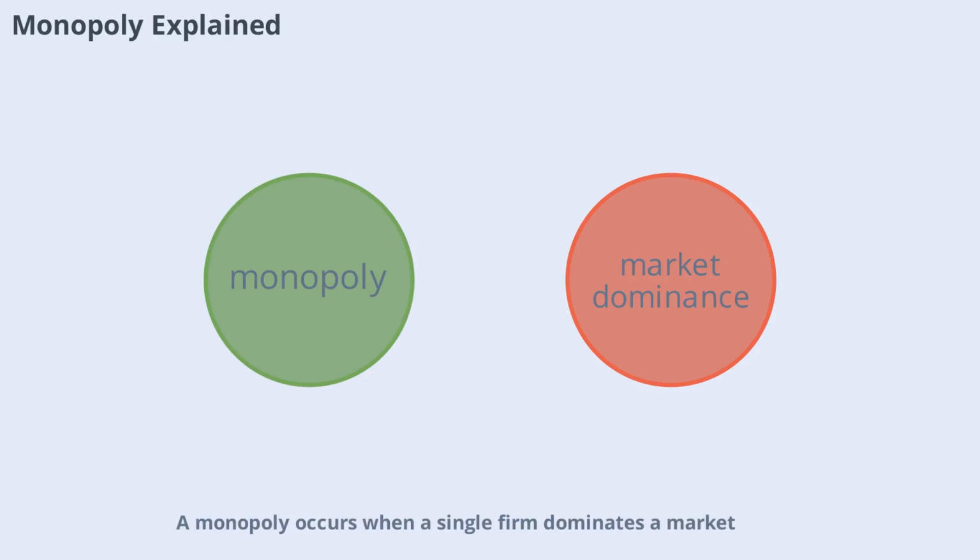Monopoly occurs when a single firm dominates a market, often controlling prices and output. Monopolies can arise naturally, such as when a company is the only provider of a unique product, or through anti-competitive practices. While some monopolies result from innovation and efficiency, others can harm consumers by reducing competition. Antitrust laws aim to prevent harmful monopolies while allowing healthy competition to thrive.